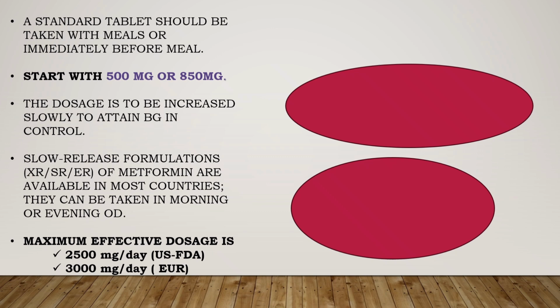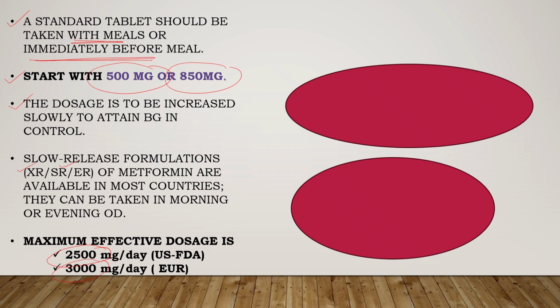So when should we take a tablet of metformin? Since it decreases hepatic glucose production, a standard tablet should be taken along with the meals or immediately before the meals. We start with a dose of 500 milligram or 850 milligram. The dose can be increased slowly to attain blood glucose control. We have formulations like extended release and sustained release. The maximum dose recommended is 2500 milligram per day, or 3000 according to some sources.